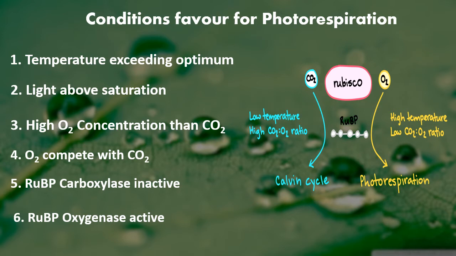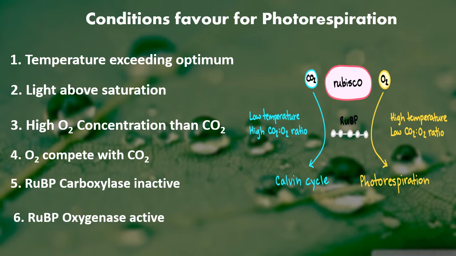That is, whenever the oxygen is competing with carbon dioxide. And the last condition is Rubisco enzyme activity. So Rubisco is the major enzyme involved in plant functions. It contains two parts. One is carboxylase and the other is oxygenase. This carboxylase part is needed for carbon fixation in the Calvin cycle. And this oxygenase is needed for the oxygenation process.